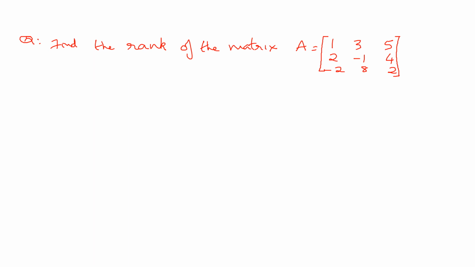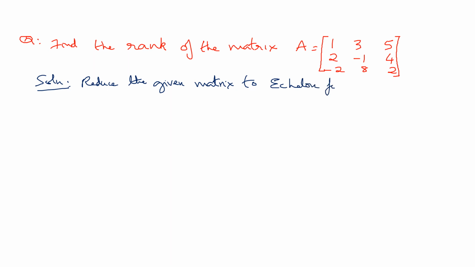Now how to solve this? Solution. What you have to do is reduce the given matrix to echelon form. In a single step it is not possible. In this example, this is the first row R1, this is R2, this is R3. That is how we are naming them.